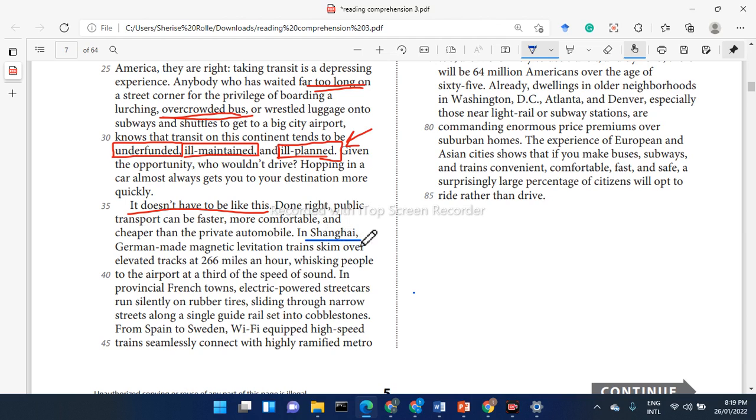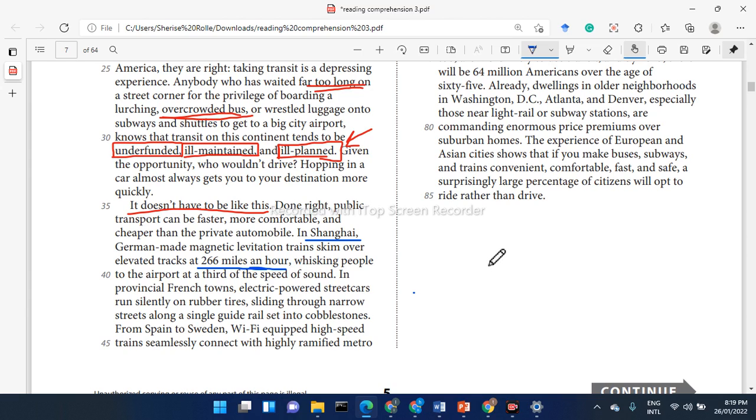They made magnetic levitation trains. Can you imagine that? Listen, this is very important. This is so cool. It's a magnetic levitation train. So it levitates, right? And it skims over the track at 266 miles per hour.